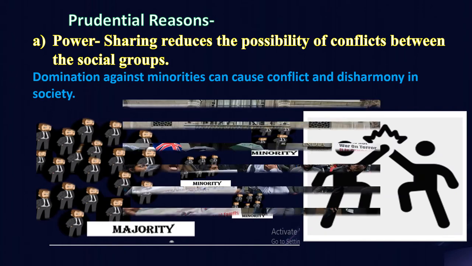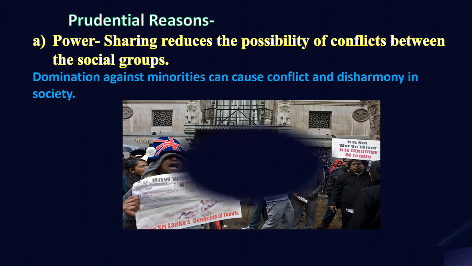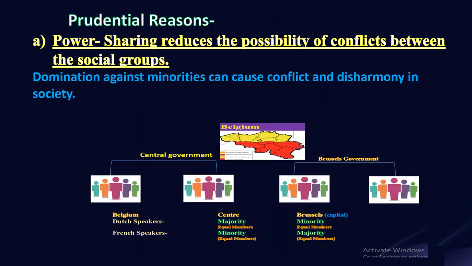As we saw what happened in Sri Lanka, Sinhalese, the majority of Sri Lanka, dominated minorities and the struggle between two communities got violent and soon turned into a civil war in Sri Lanka. On the other hand, we found that the Belgian government accommodated its ethnic problems successfully by sharing the political power in different manner. This power sharing is necessary to reduce the possibility of conflict between social groups.